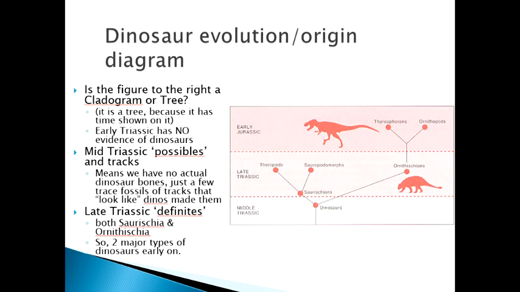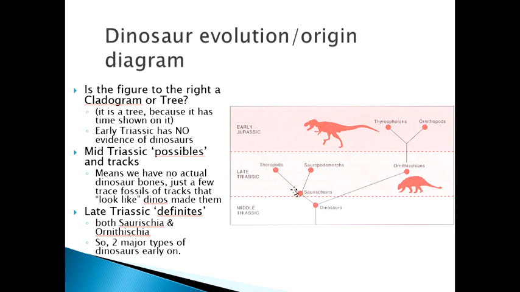Okay, don't worry so much about this whole notion of is this a cladogram or a tree. This is an evolutionary tree, and this shows where we think these things started. So below this would be the early Triassic. We have no evidence of dinosaurs in the first part of the early Triassic. In the middle Triassic, we have a few places where we find some bones of something. It's hard to tell what they are. And then some tracks. So dinosaurs probably existed in this middle Triassic, but we just don't know for sure.